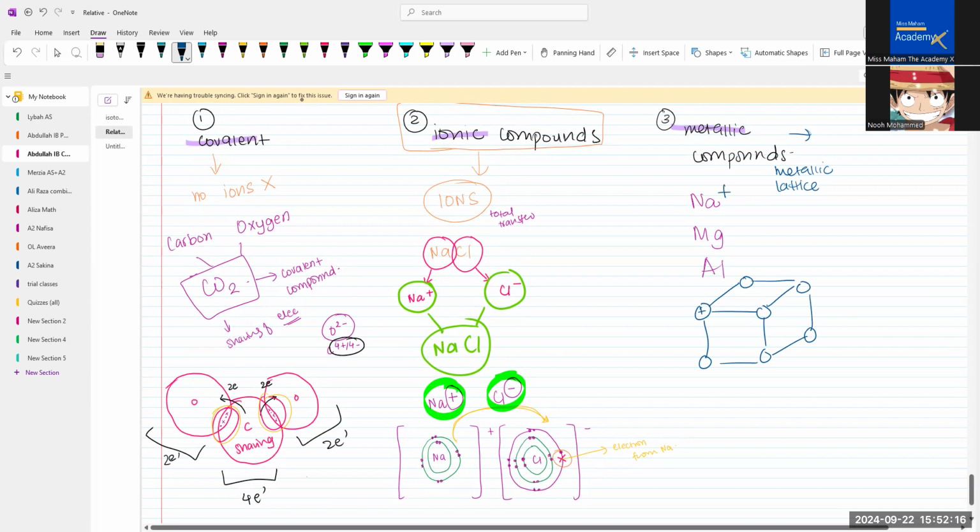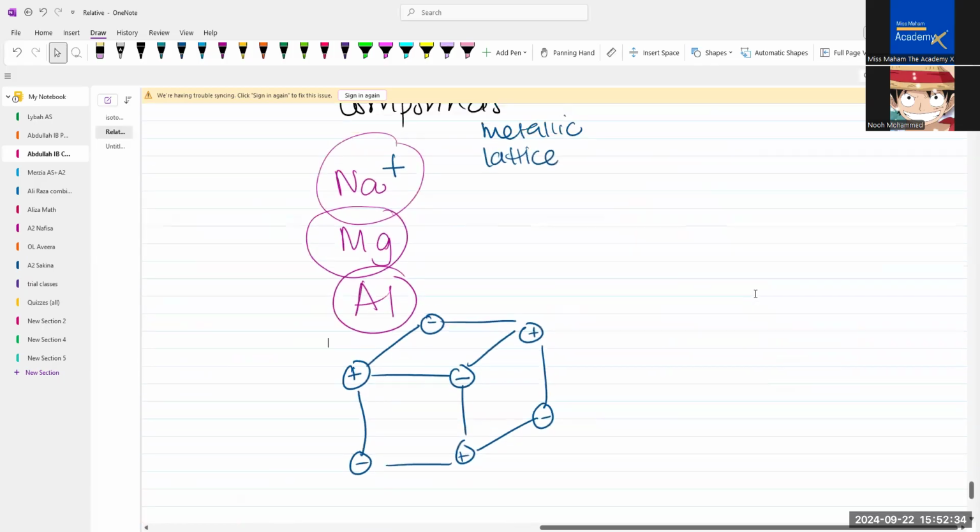So sodium has a +1 charge, plus, minus, minus, plus. So we have alternating charges in a metallic lattice. So they might just ask you in the exam to make a metallic lattice for either sodium or magnesium or aluminium. So what you need to make sure here is that you write the correct charges. For sodium, it's +1, magnesium +2, aluminum +3, and so on. So if I were to make one for aluminum, instead of +1 and -1, I'll have +3 and -3 in my metallic lattice.